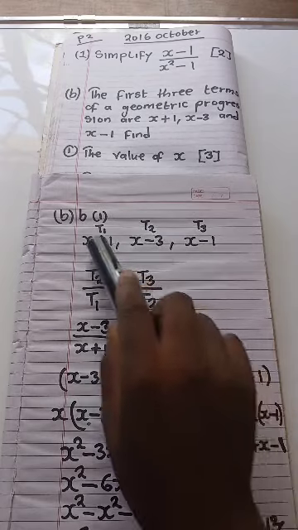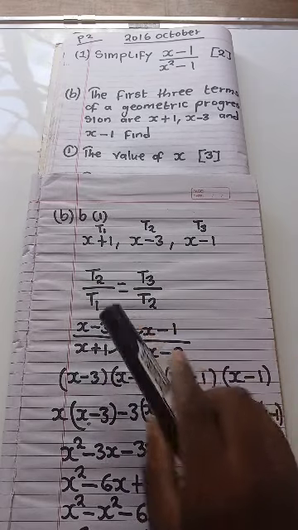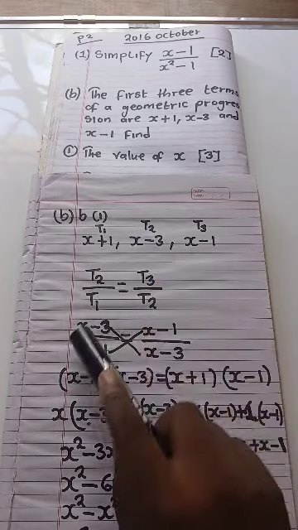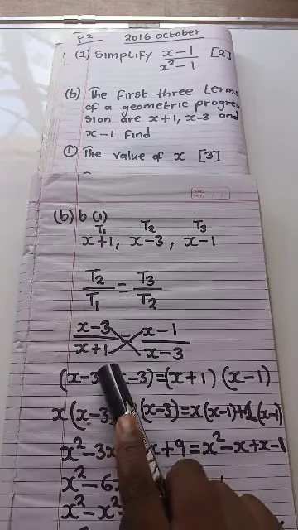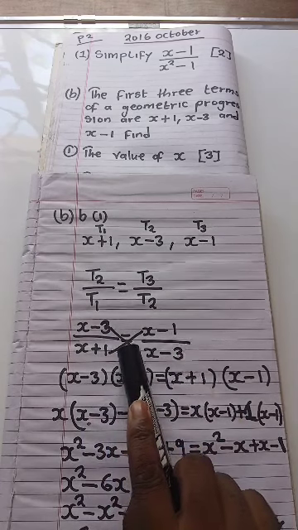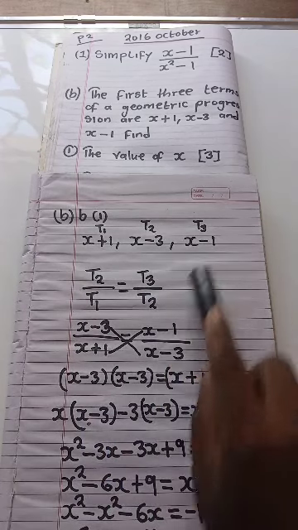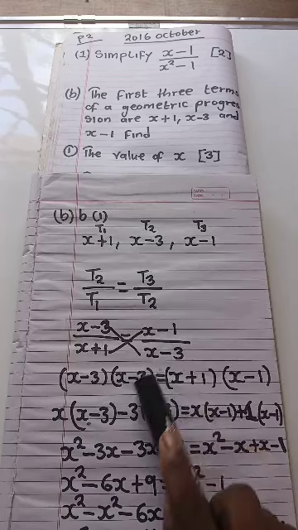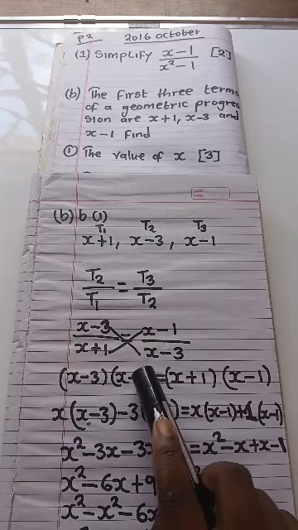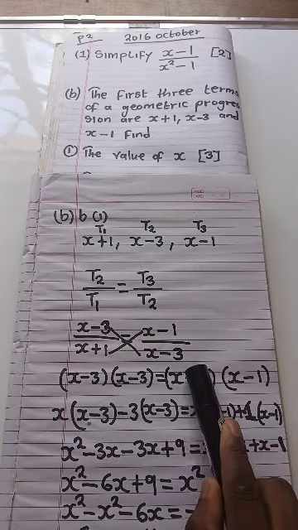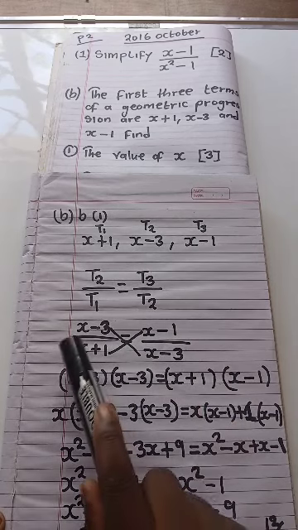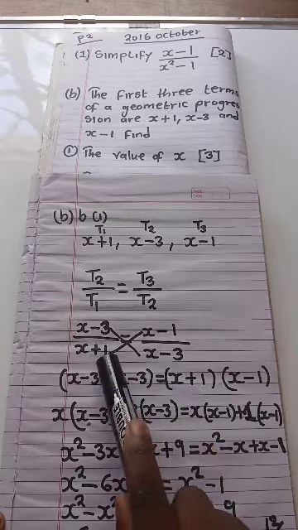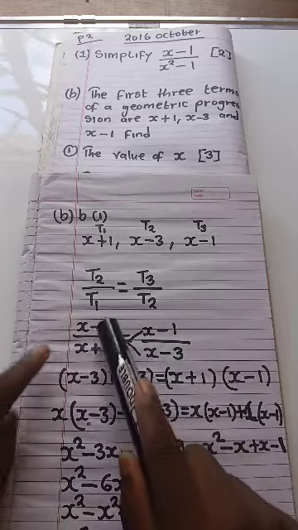So you'll be using, according to what you have written here, term 2, it's what? x minus 3. Term 1, it's what? x plus 1, equals. What is my term 3? x minus 1. What is my term 2? x minus 3. Then you cross multiply like this. So this one will go with this one, and this one will go with this one. So this is what I've done.